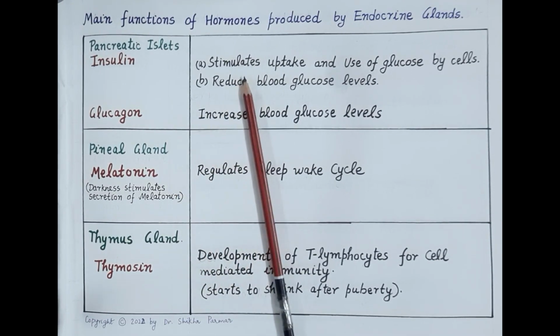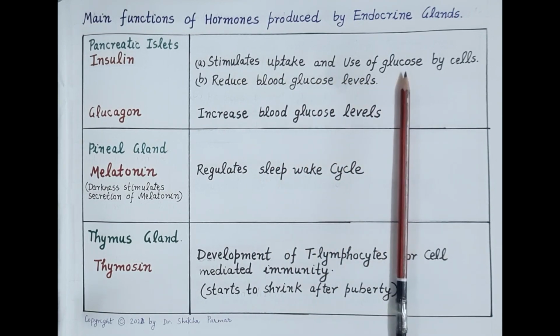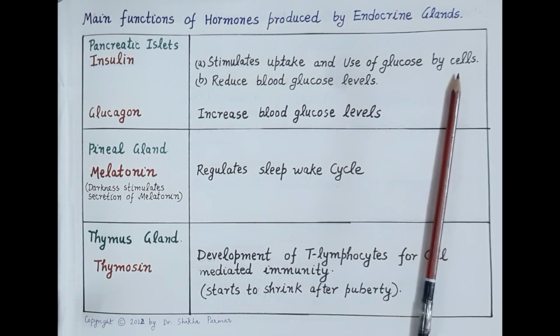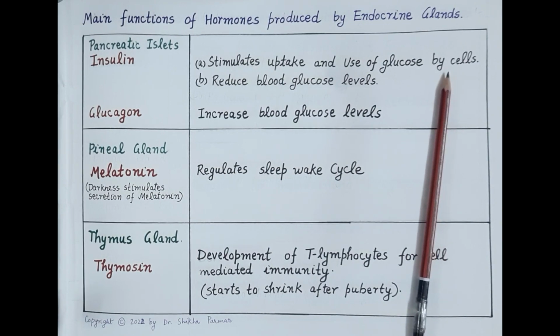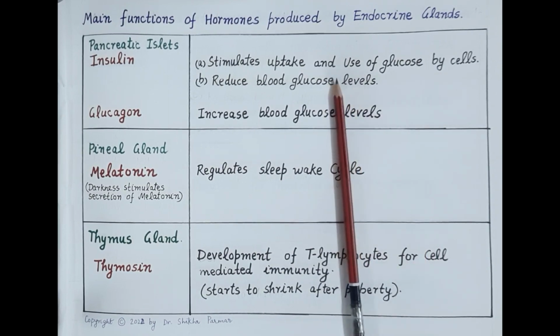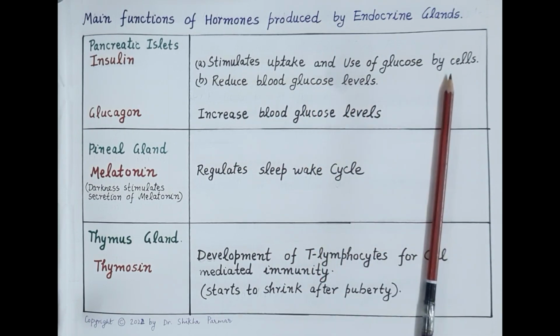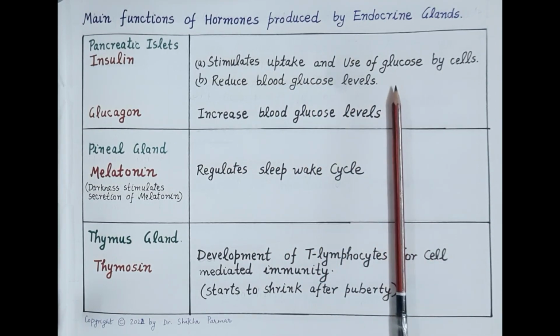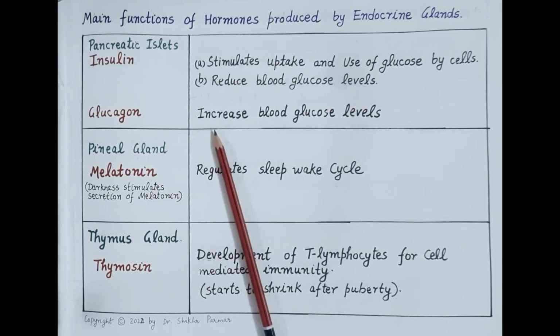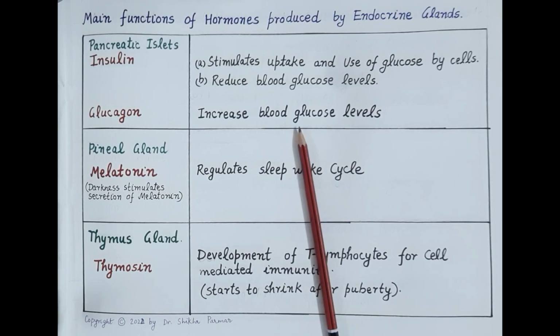Insulin stimulates uptake and use of glucose present in the blood by the body cells. In the absence of insulin, body cells cannot utilize glucose which is present in the blood. As insulin is responsible for stimulating uptake of glucose by the body cells, it reduces blood glucose levels. On the other hand, glucagon increases the levels of glucose in the blood.